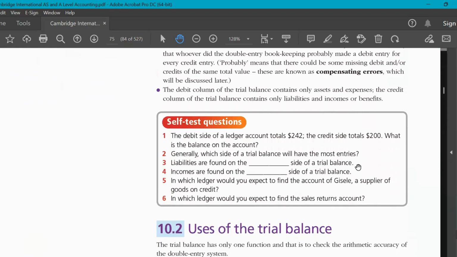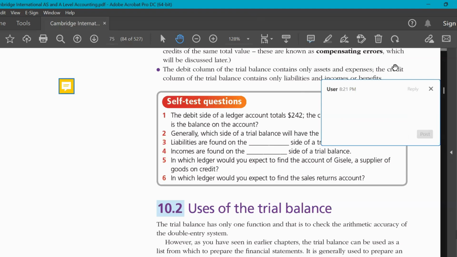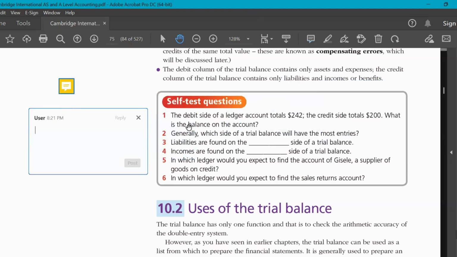Let's answer this one before we proceed to another topic, which is really easy. The debit side of the ledger account totals 242, but the credit side is 200. That's the scenario. The question is, what is the balance of the account? The answer here is 42. 242 minus 200 equals 42.